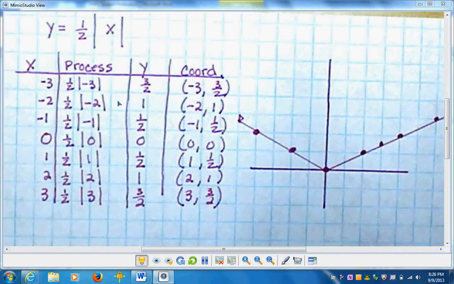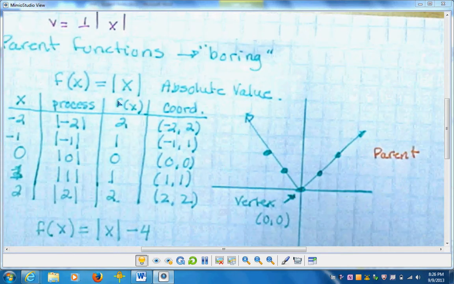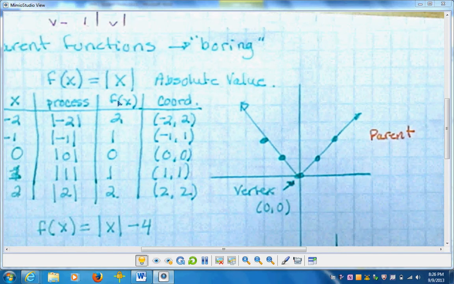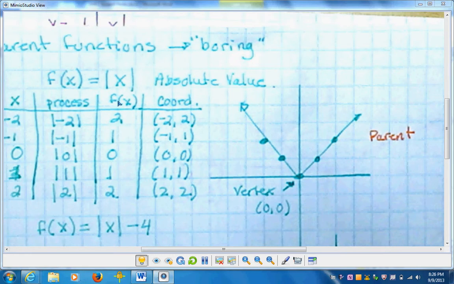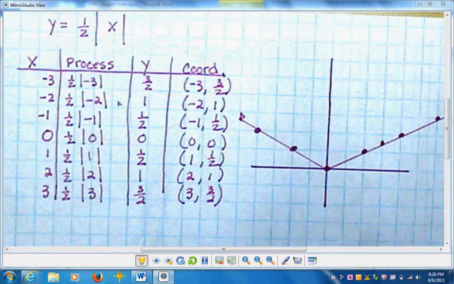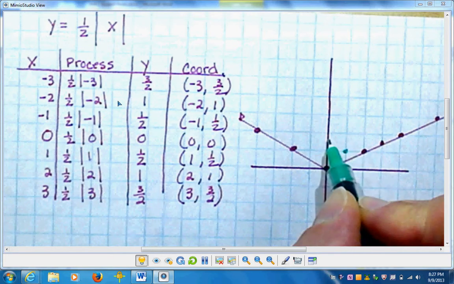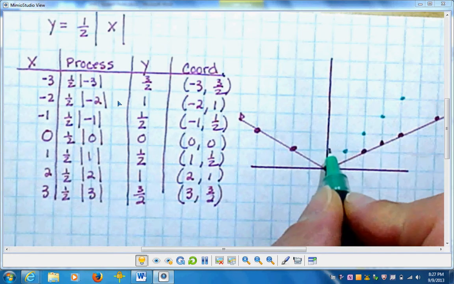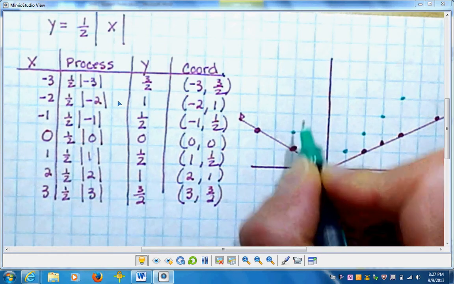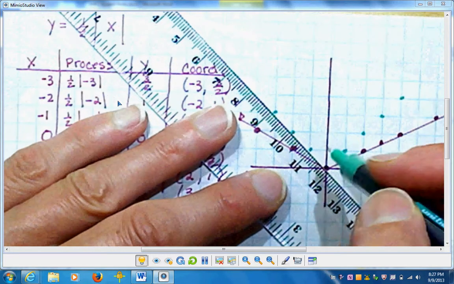Okay, so we have to compare that with our parent function. So remember our parent function is boring. Here was our parent function. So this is just something you're going to have to memorize. With our parent function, we had 0, 0, and then it went up 1 over 1, up 1 over 1, and so on. Okay, so not a whole lot going on with the parents.